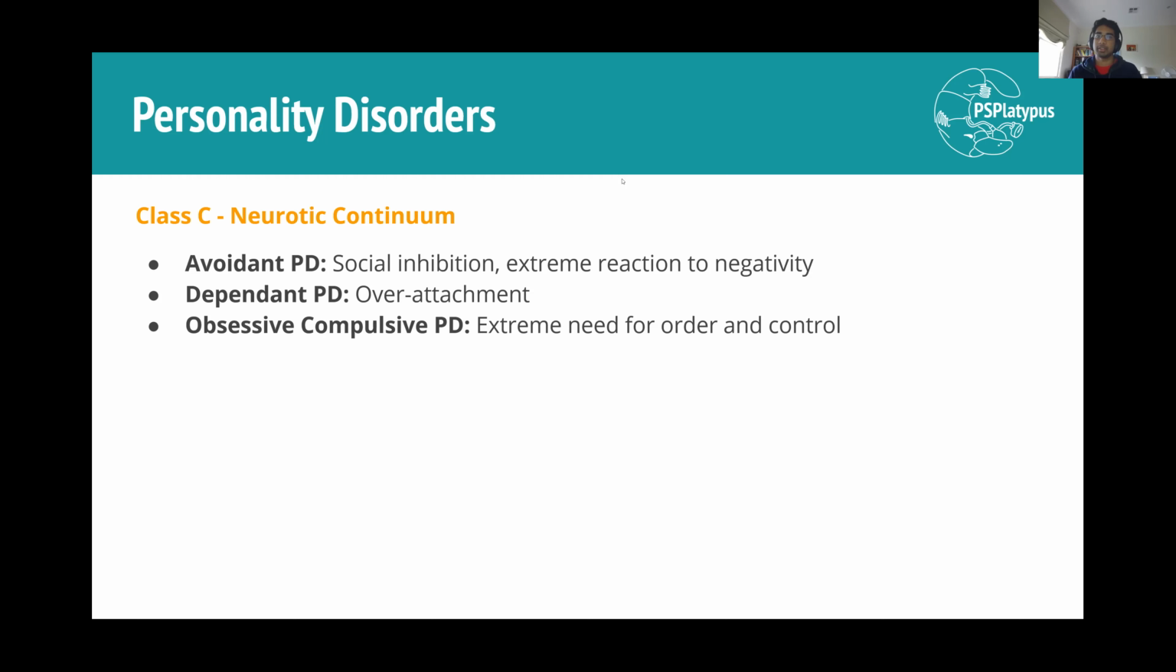And then finally, the neurotic one. So the neurotic one is sort of, if I had to categorize it or define it, it's sort of caring about things. So dependent PD, we have sort of over-attachment, you're very clingy, you sort of fixate on a person. Avoidant is you care a lot about negative feedback, and you're very deeply affected by having negative feedback. And obsessive compulsive is you need things to be ordered and controlled.